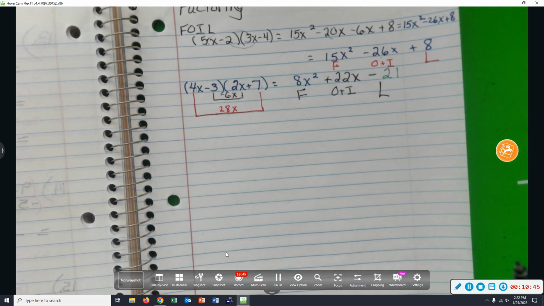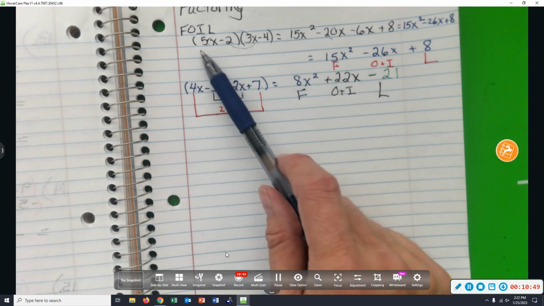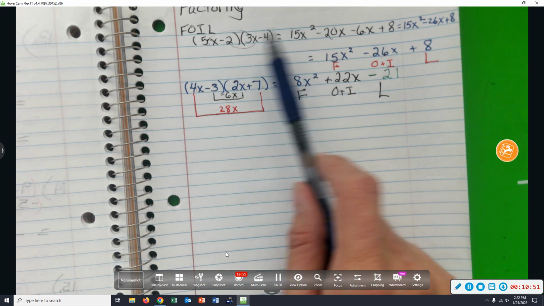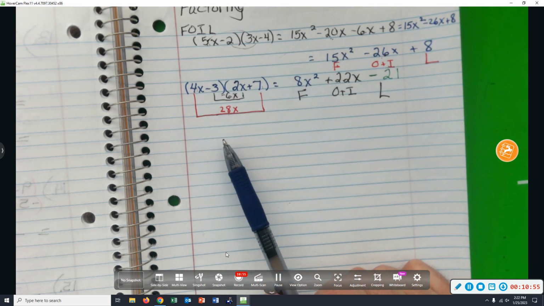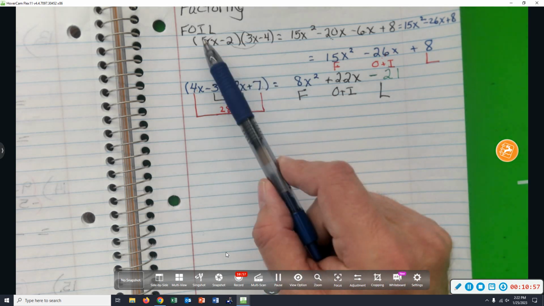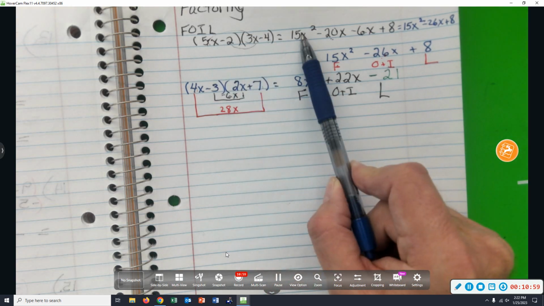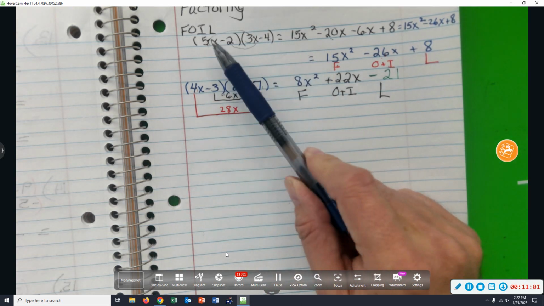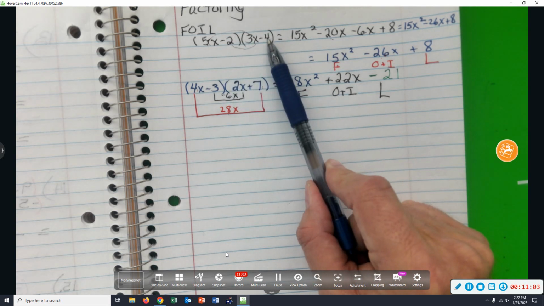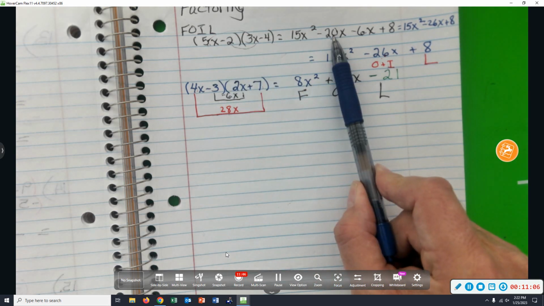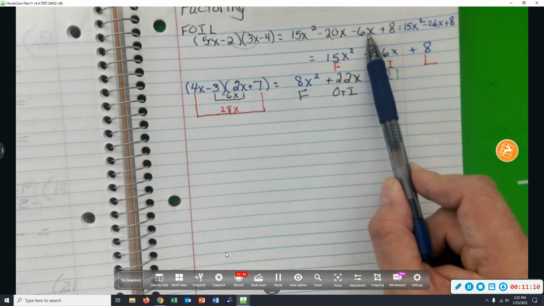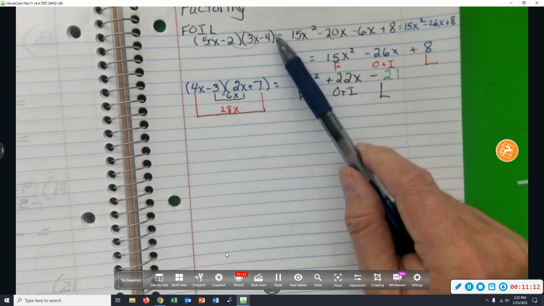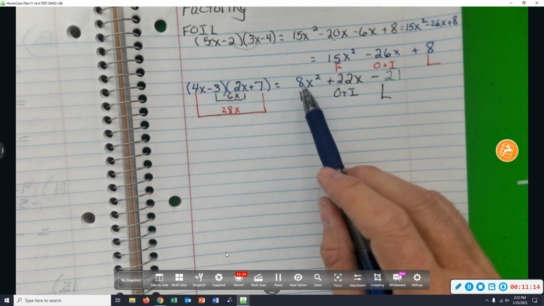Oh, but not about the foiling. You see how I foiled it? 15x squared. You're not multiplying 5x times 3x and 5x times 4? Yeah, that's what I did. 5x times 3x, that's the 15x squared. 5x times a negative 4 is a negative 20x. Negative 2 times 3x is negative 6x.